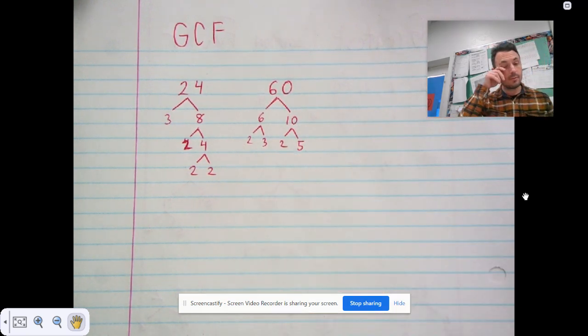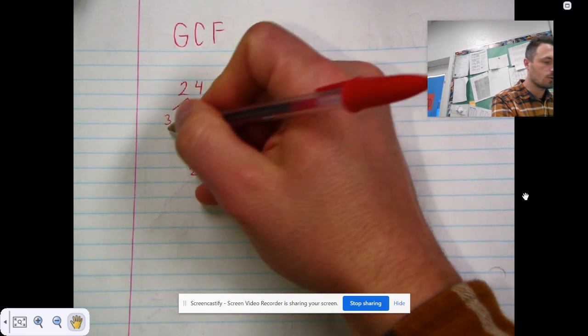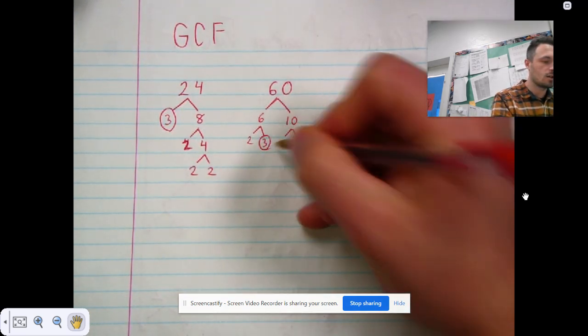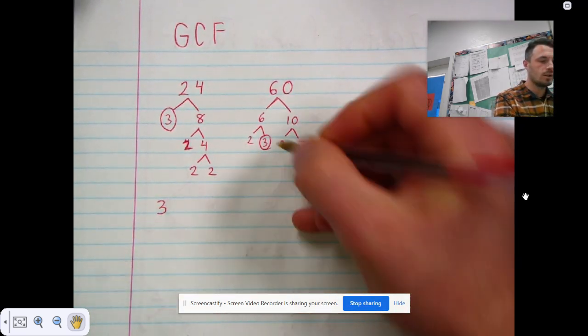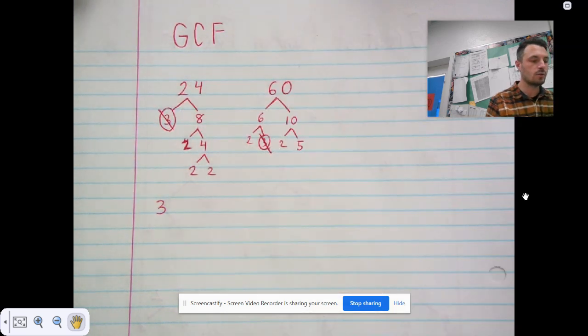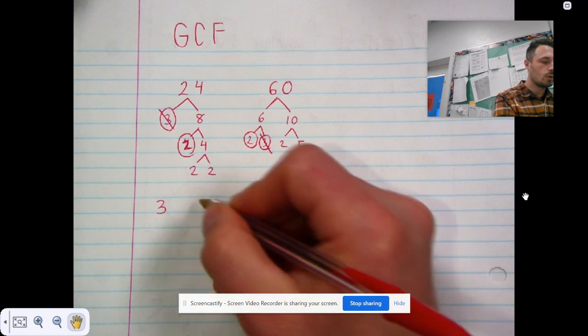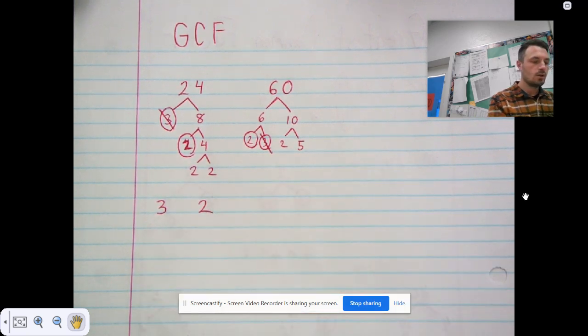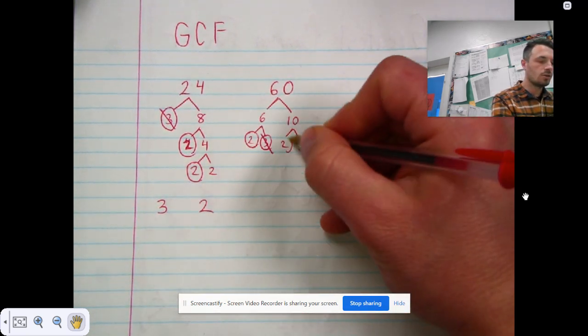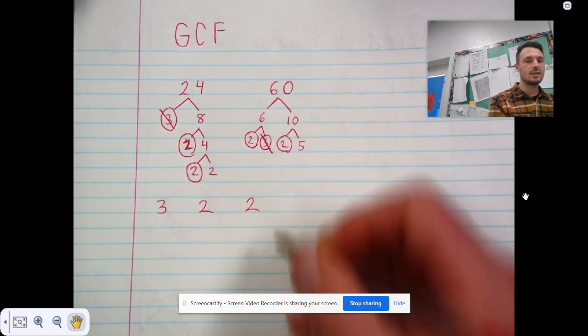Those are both prime. Okay, now we have a 3 here and a 3 here. So we put 3 in the list once, and we cross those out because we've already used them. We have a 2 here and a 2 here. So we put 2 in the list once. We have another 2 here and another 2 here. So we put 2 in the list again.